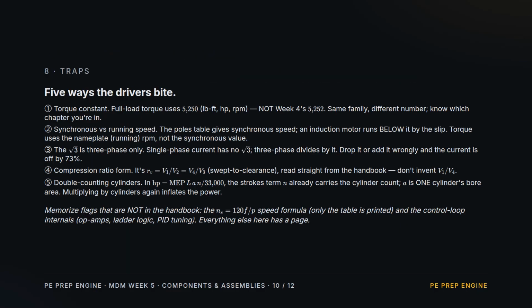Traps. 5 ways the drivers bite. 1. The torque constant is 5250, not week 4's 5252. 2. The poles table gives synchronous speed, but the motor runs below it by the slip. Torque uses the running speed. 3. The root 3 is 3-phase only. Misplace it and you're off by 73%. 4. Compression ratio is V1 over V2 equals V4 over V3. Read straight from the page. Don't invent V1 over V4. 5. In the engine horsepower, the strokes term already carries the cylinder count, so the bore area stays 1 cylinder's.